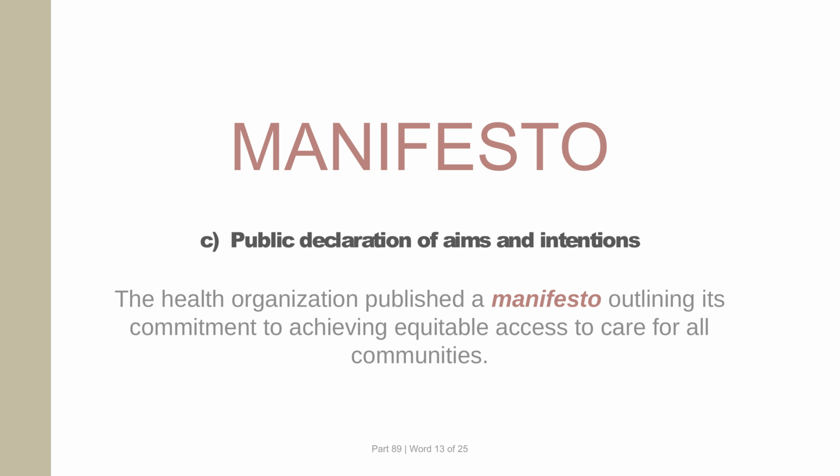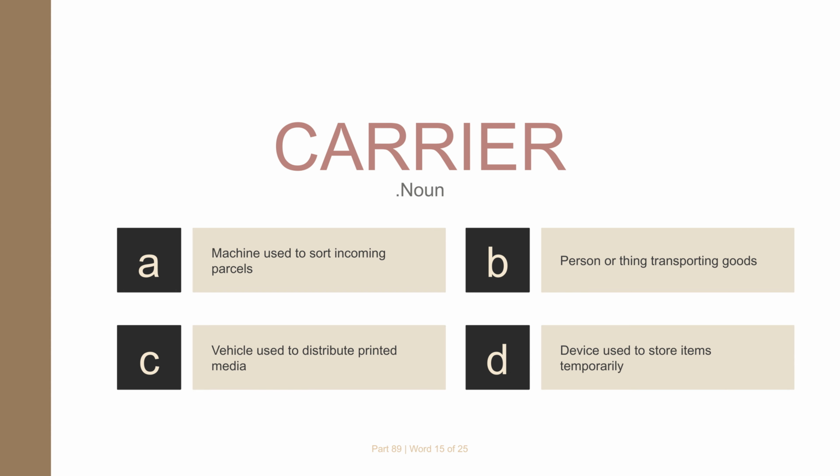jetty. Question 15. What is the meaning of carrier? Option A, machine used to sort incoming parcels. Option B, person or thing transporting goods. Option C, vehicle used to distribute printed media. Option D, device used to store items temporarily.